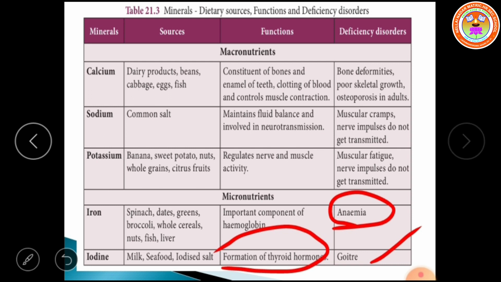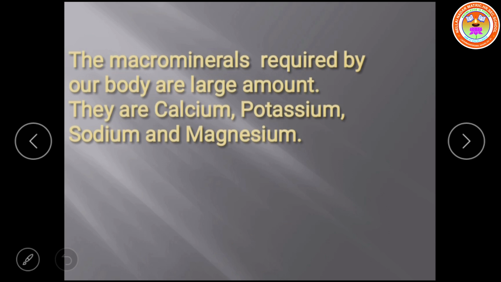Okay, so these are the different types of micro and macro minerals and their sources. So in this session, we discussed what is meant by food and what the composition of food is. What are the different types of nutrients? Nutrients are classified into five major groups, namely carbohydrates, proteins, fat, vitamins, and minerals. Okay, we are going to continue minerals in the next class. Thank you, children.